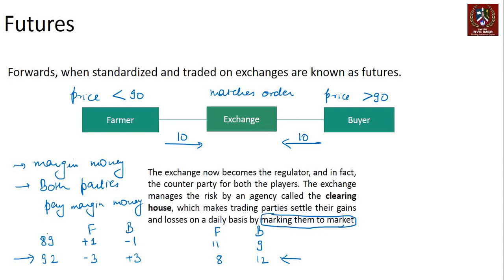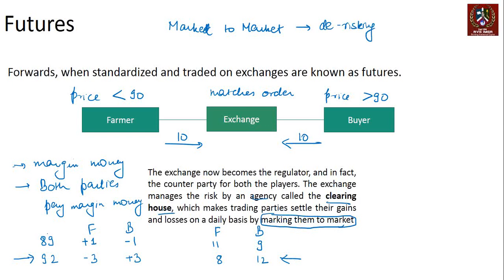The exchange uses the agency called clearinghouse, whose sole job is to actually do this calculation on a day-to-day basis and settle it. So futures get what is known as marked to market, and that removes the risk. That is effectively the de-risking procedure in futures, right? So that's what futures are.